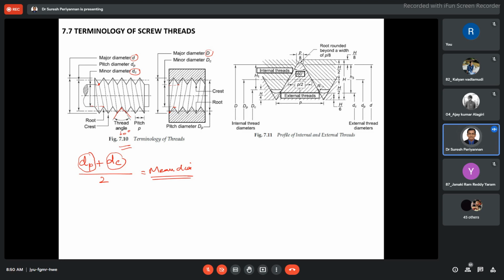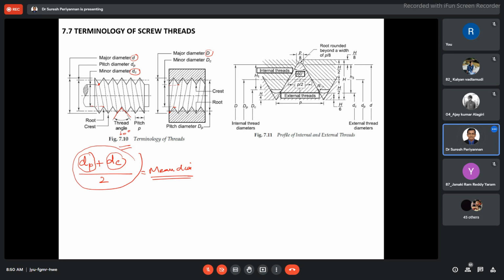Now, the cross-sectional area of this unthreaded rod is called the tensile stress area. Tensile stress area. Please, very important.